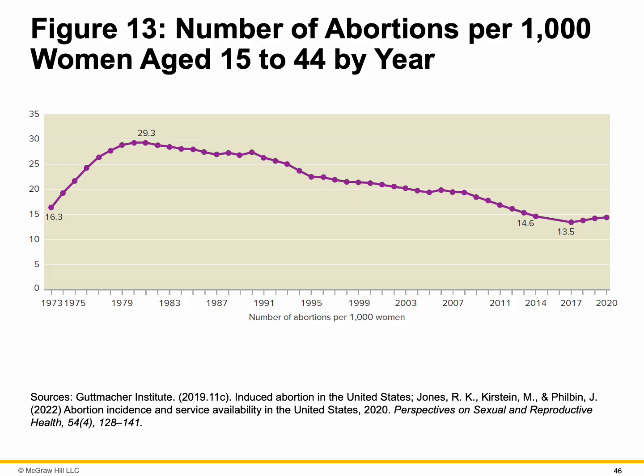Okay, so here you see the number of abortions per 1,000 women ages 15 to 44 across time. You'll notice that in 2017, the U.S. abortion rate reached its lowest level since 1973, and since then has more or less leveled off.